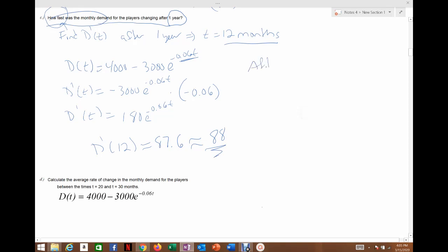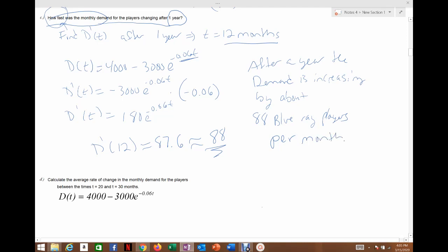And so after a year, the demand is increasing, right, because it's positive, by about, since I rounded, 88 Blu-ray players per month. All right, don't forget the per month. That's the units on it, right?